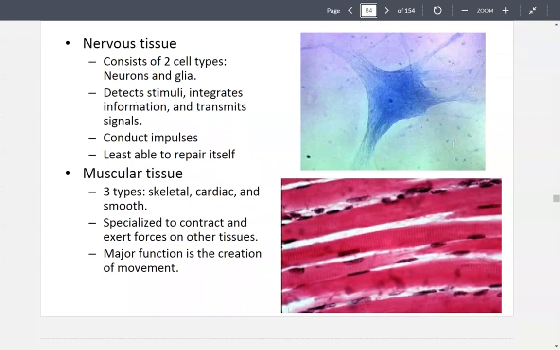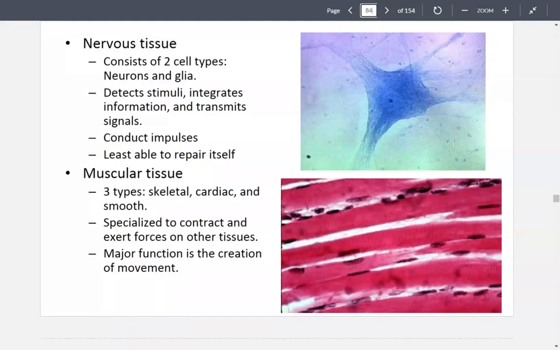We'll talk about cardiac tissue in far more detail in the cardiovascular system because it is only found in the heart. And smooth muscle we'll talk about with the muscular system as well, but it is going to be the middle layer of many organs and vessels.